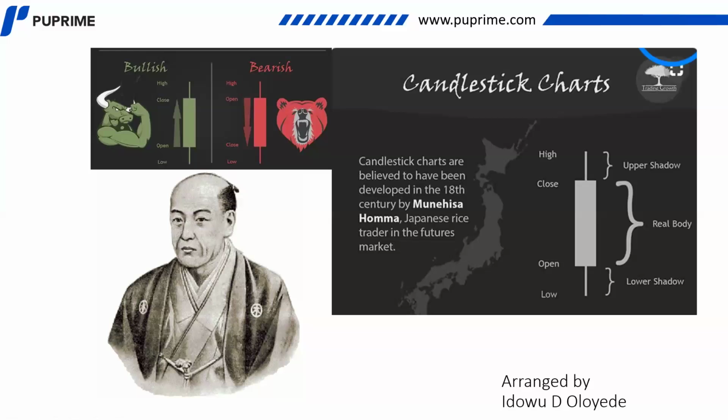So this evening, we are going to talk about candlestick patterns. I know that many people need to have a good knowledge and a good idea about what candlestick patterns are. Okay, so for candlestick charts, I'm going to start with what they are believed to be. Candlestick charts are believed to have been developed in the 18th century by Munehisa Homma.